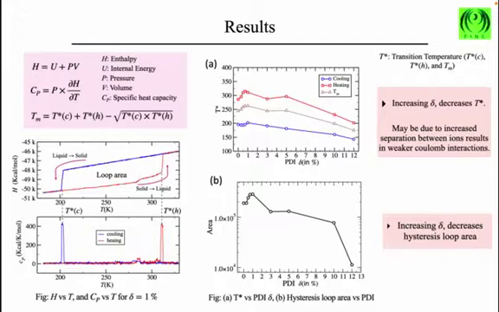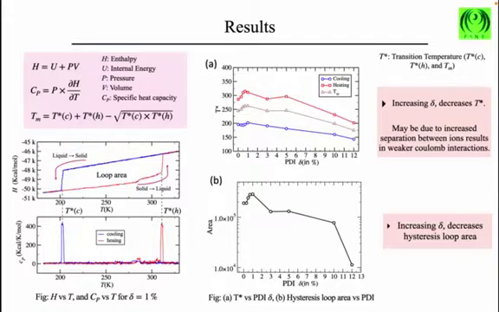And this tracing of the heating and cooling curve, we call that hysteresis loop, and the loop area is calculated and plotted in the figure middle B. And from here, middle figure A and B, from the transition temperature, we see that increasing the polydispersity index decreases the transition temperature.